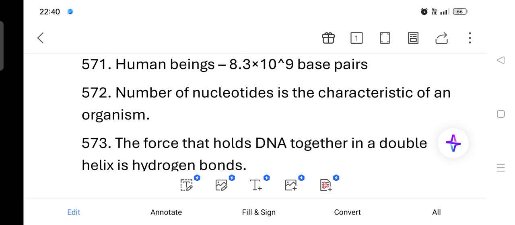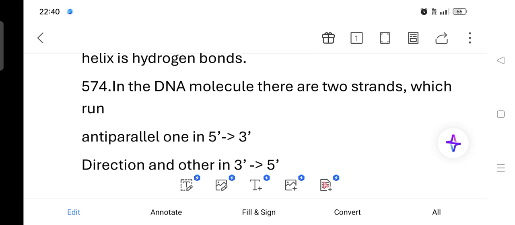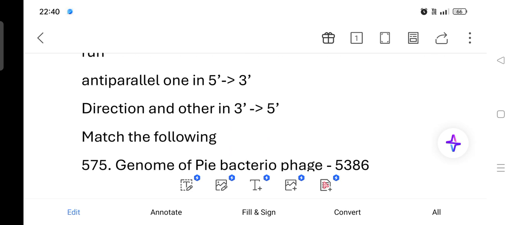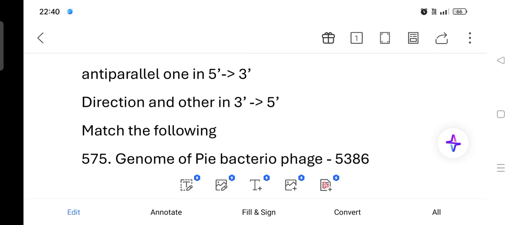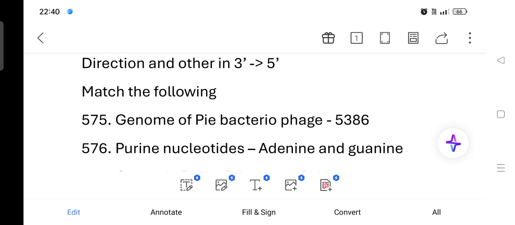The number of nucleotides is a characteristic of an organism. The force that holds DNA together in a double helix is hydrogen bonds. In the DNA molecule, there are two strands which run anti-parallel. One is in the 5 to 3 direction and the other in 3 to 5.